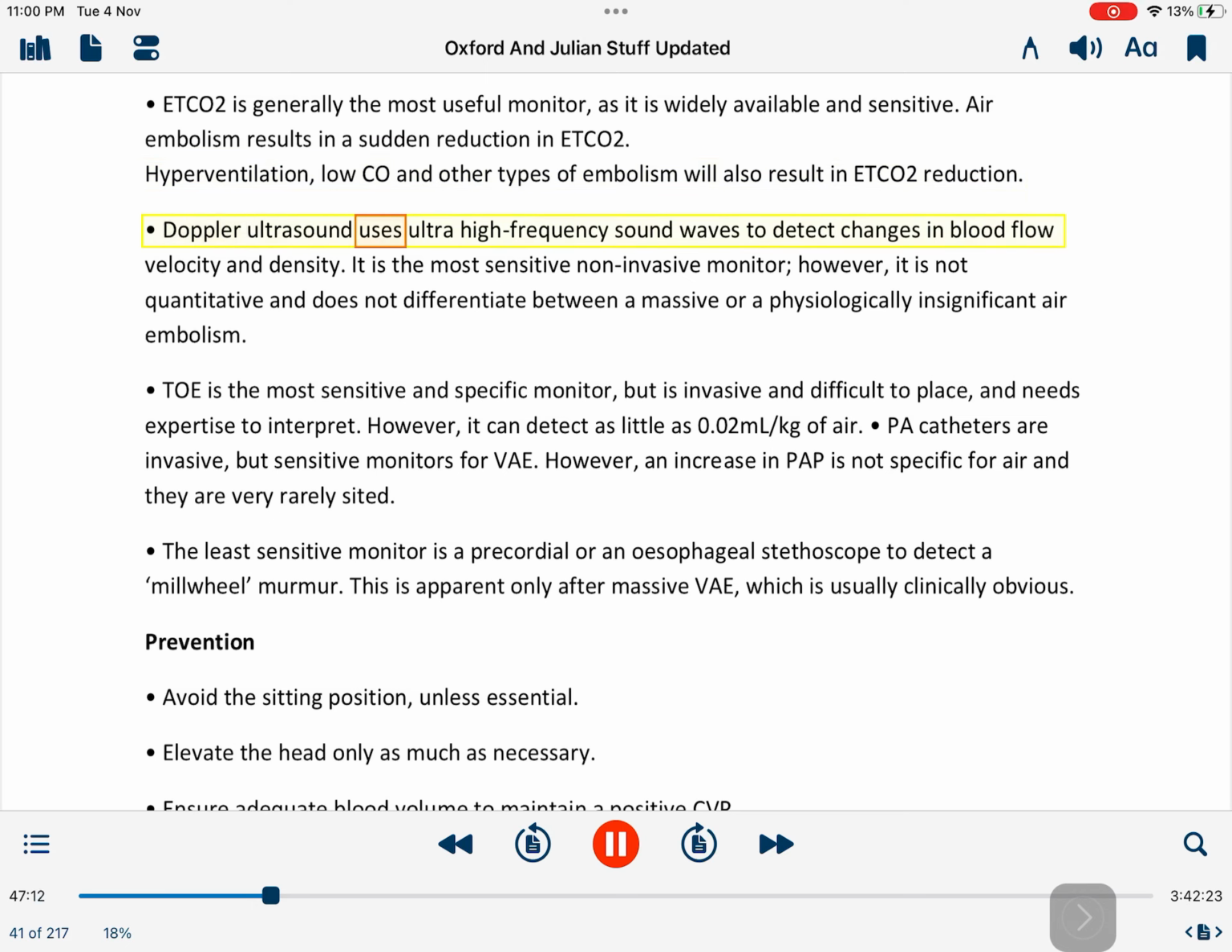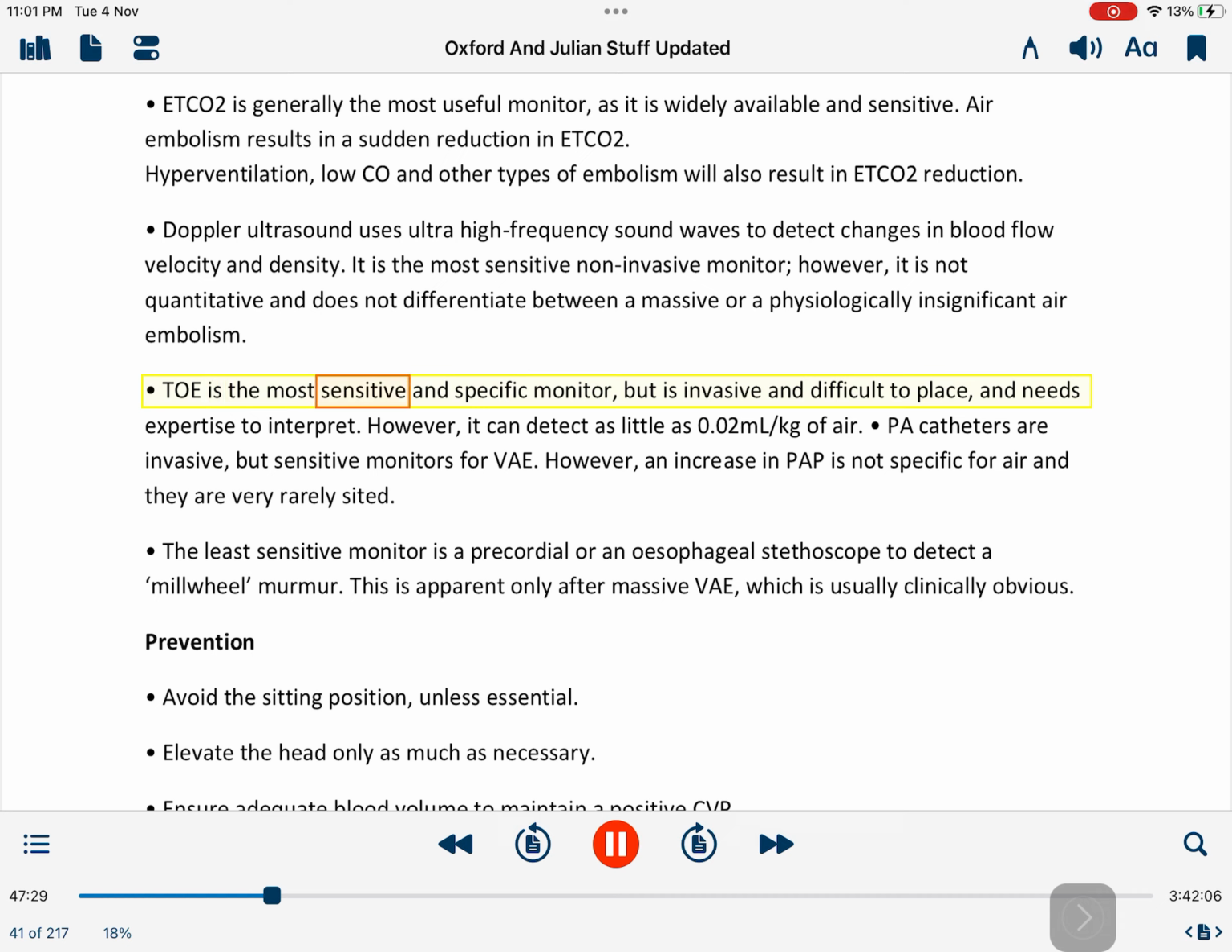Doppler ultrasound uses ultra-high frequency sound waves to detect changes in blood flow velocity and density. It is the most sensitive non-invasive monitor. However, it is not quantitative and does not differentiate between a massive or a physiologically insignificant air embolism.